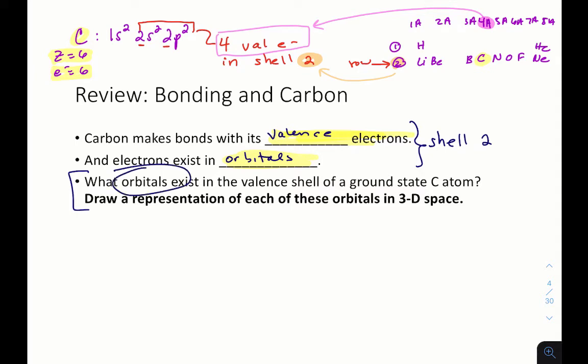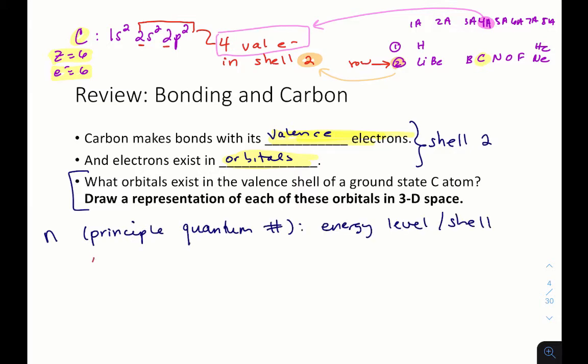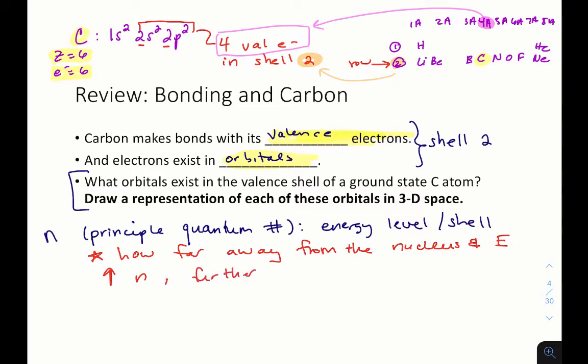Orbitals are described with quantum numbers. Quick review. Quantum number n, the principal quantum number, describes the energy level or shell that the orbital is located in. Practically, this tells us how far away from the nucleus on average an electron in that orbital is, as well as what the energy of the electron is. Bigger n means further away from the nucleus and higher energy.